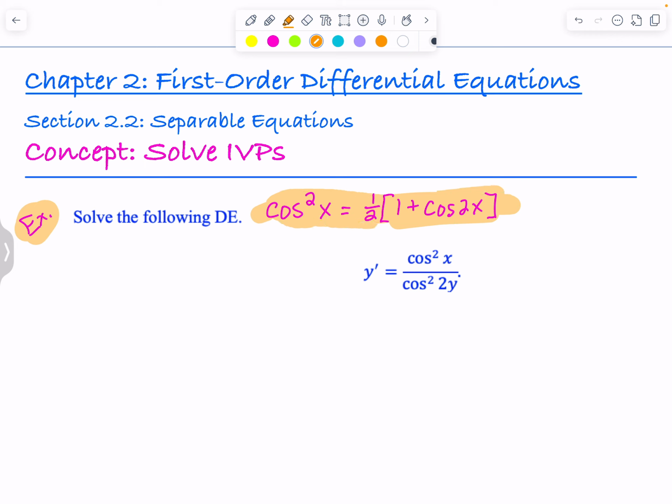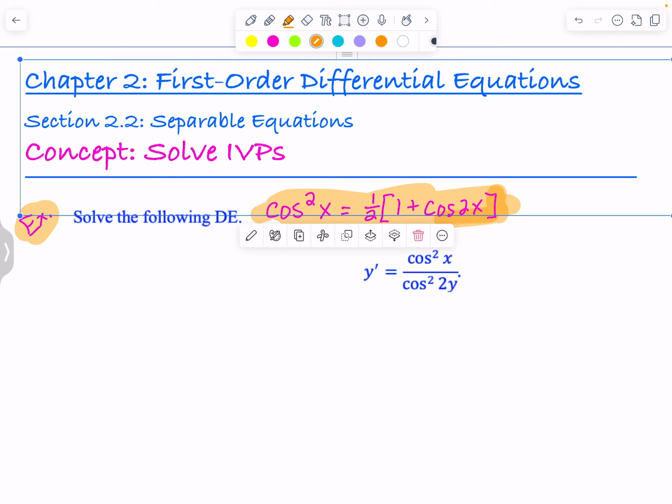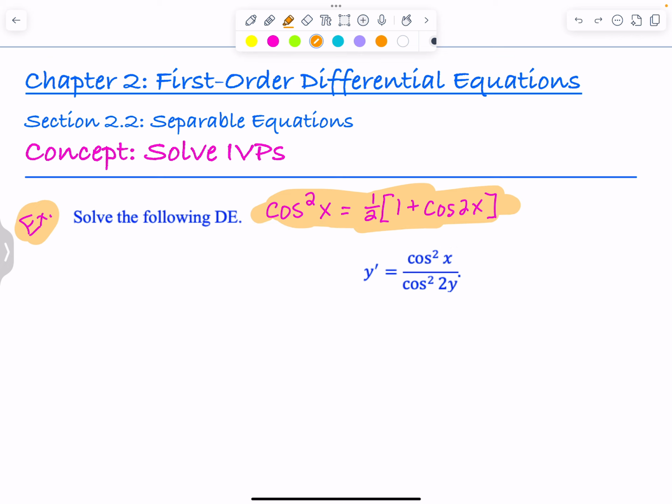This is called a reduction formula. The reason it's called reduction is it goes from a second power down to a first power, which is very nice when it comes to integration. All right, so this is a separable equation. Let's go ahead and rewrite it.